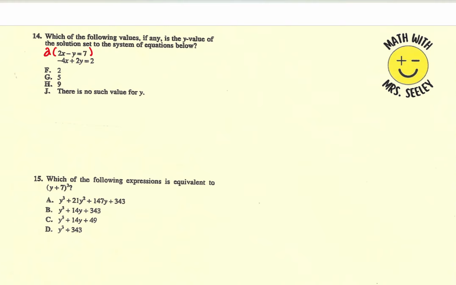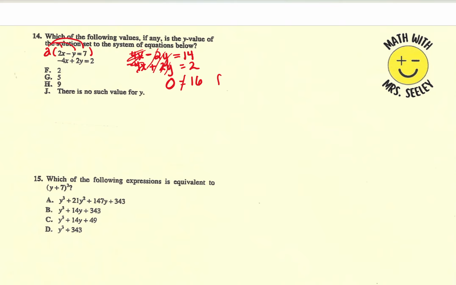2 times 2 is 4. So let's distribute. 2x times 2 is 4x, minus, you're just distributing 2 times negative y, and 2 times 7, which is 14. This one right here, you're just going to bring straight across, just like it is. And sure enough, the x is canceled, but the y is actually canceled too. So we have nothing left over there, and we have 16 over here.